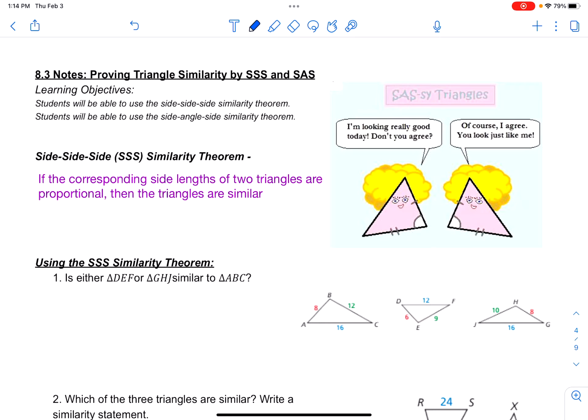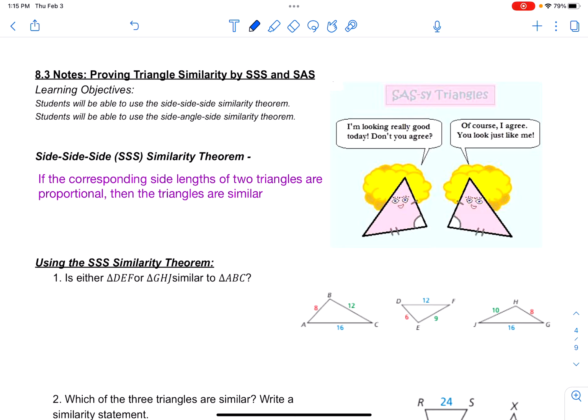Hi guys, so we are going to be continuing with our Chapter 8 notes on similarity. Today we are going to be proving triangle similarity by side, side, side, and side angle side similarity. This should sound familiar because we did cover these congruency theorems a couple chapters ago. So still the same concepts, except we are adding in our ratio similarities that we just learned in our last lesson.